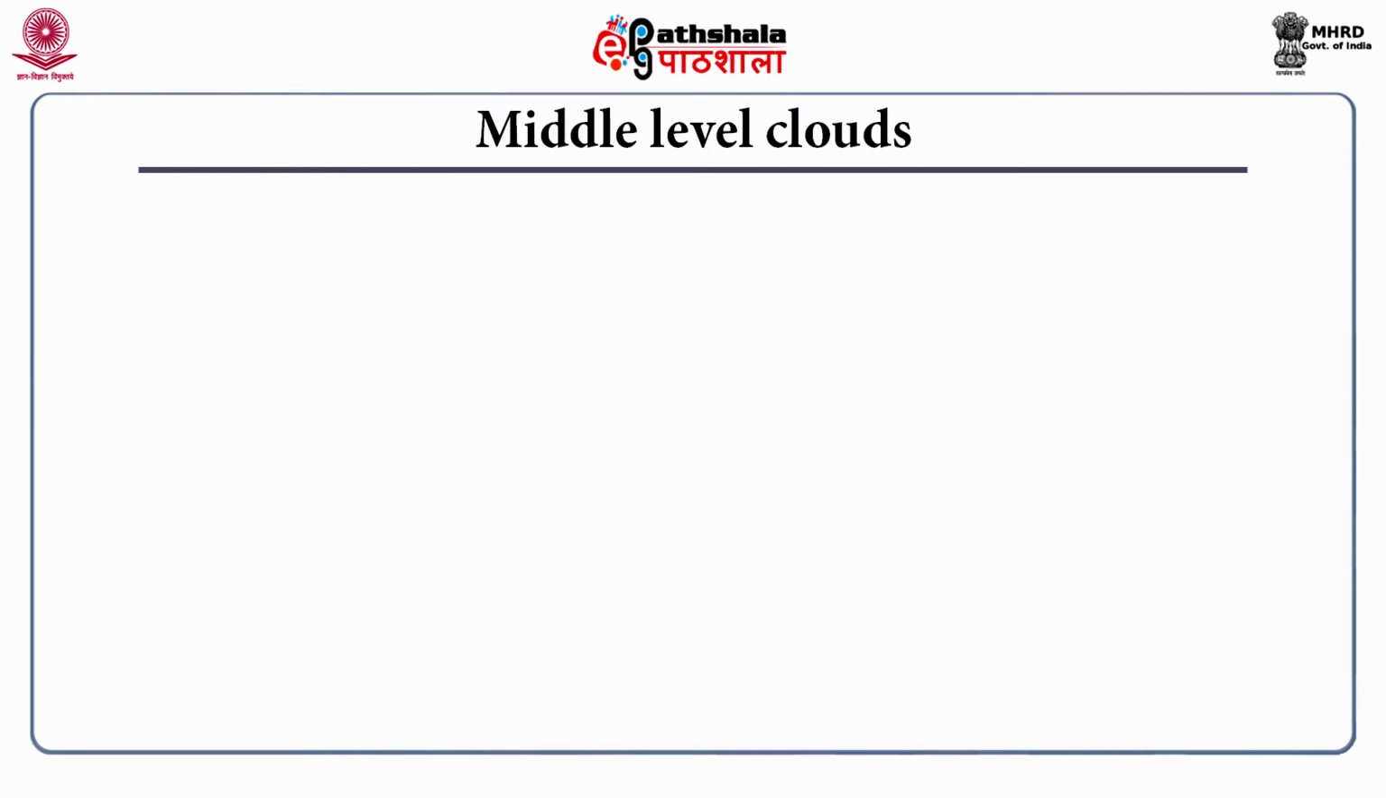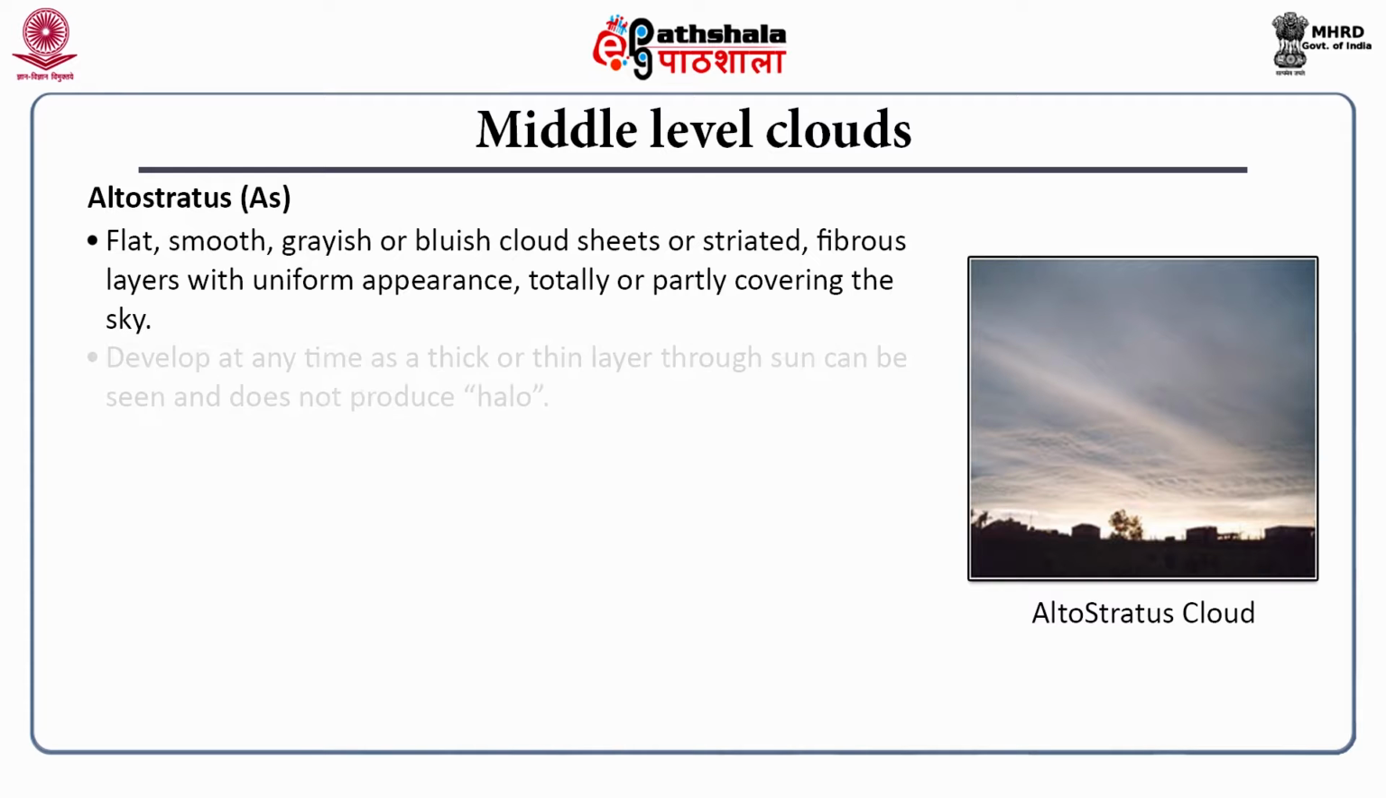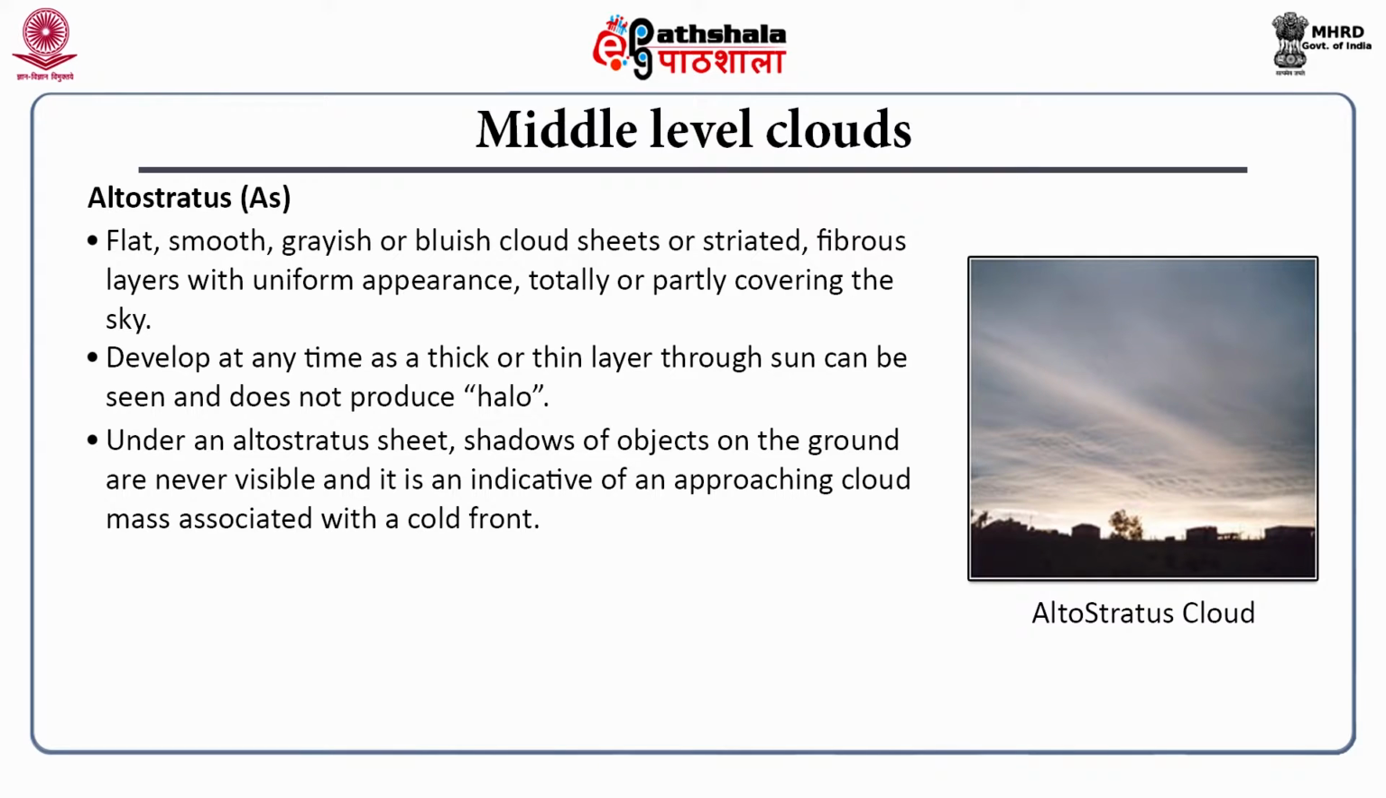The second one is altostratus. It is a flat, smooth, greyish or bluish cloud sheet or striated, fibrous layers with uniform appearance, totally or partially covering the sky. It develops at any time as a thick or thin layer through which the sun can be seen and does not produce halo. Under an altostratus sheet, shadows of objects on the ground are never visible, and it is indicative of an approaching cloud mass associated with a cold front.